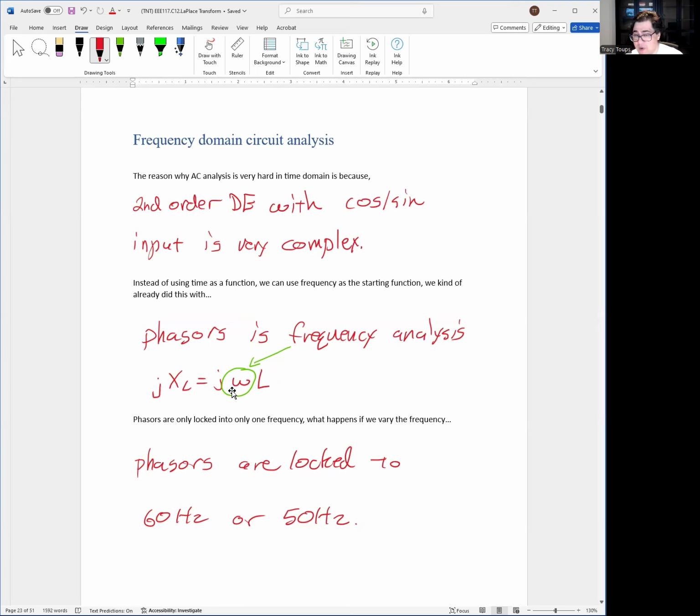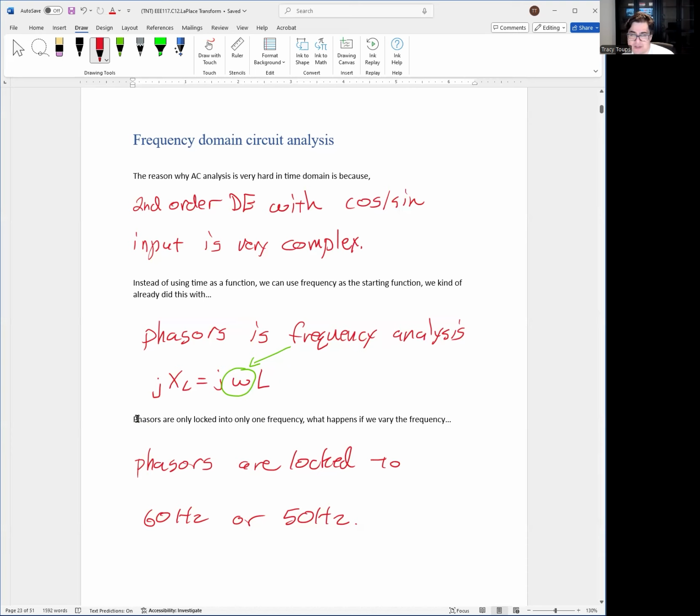So anytime you see omega or f for frequency, you know you're in the frequency domain. Anytime you see t for time, you know you're in the time domain. That's the difference. And if you remember, phasor analysis is a lot easier than second order differential equations. Phasors is just more arithmetic with imaginary numbers. But imaginary numbers and arithmetic is still much easier than differential equations.